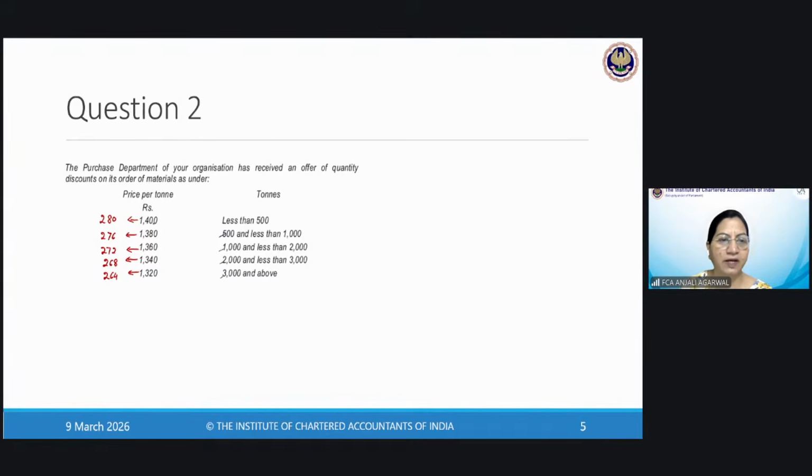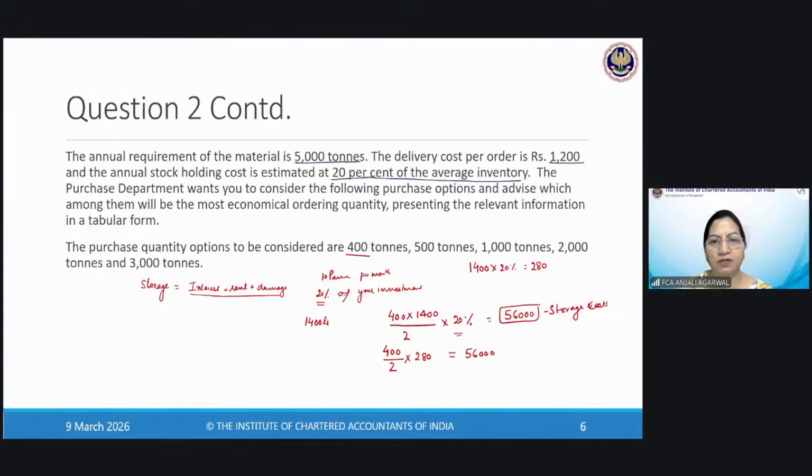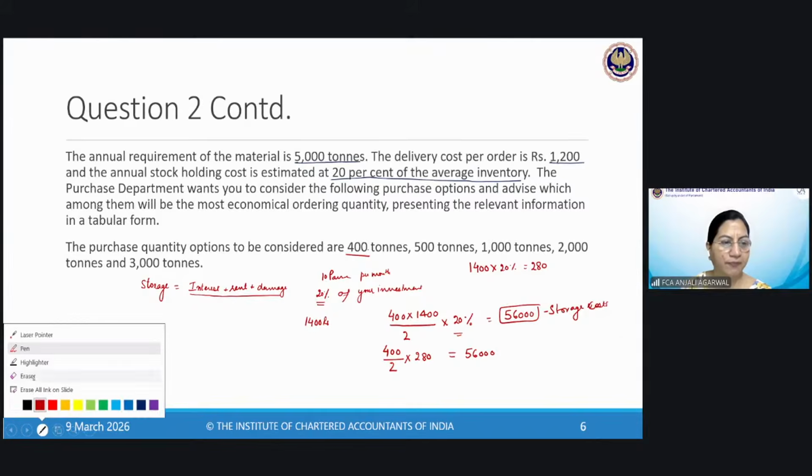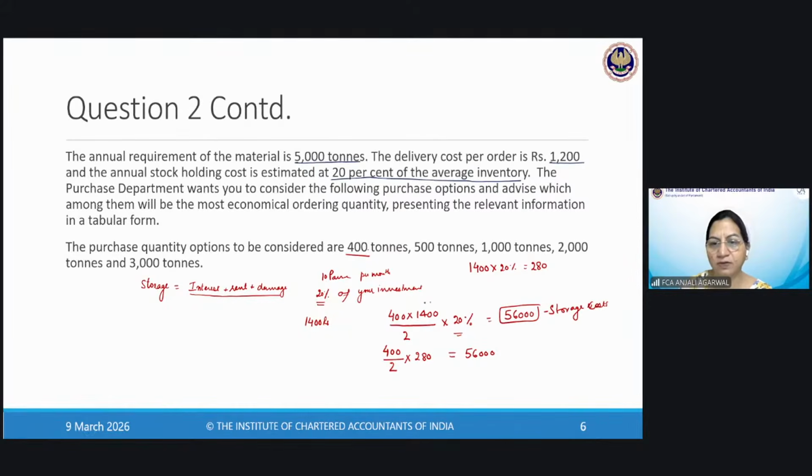So either you can take total investment, like 400 units are ordered, 400 into 1400 will be your total investment, divide by 2 for average investment, and into 20%. Alternatively, you can solve this part first. So this gives you 280, and then 400 by 2 into 280.